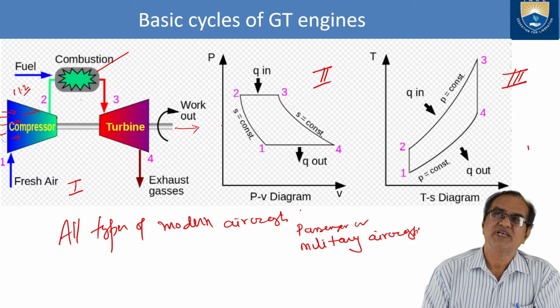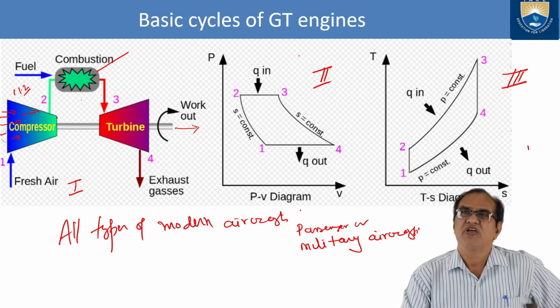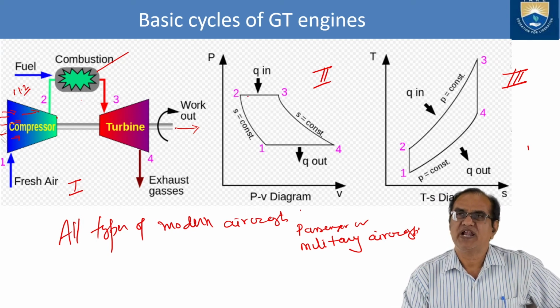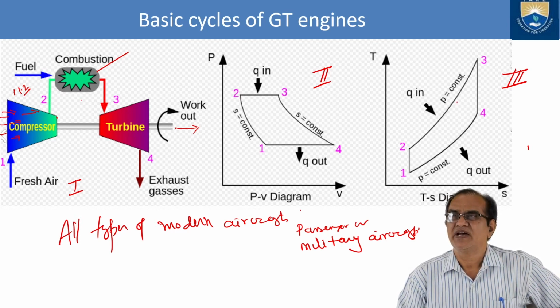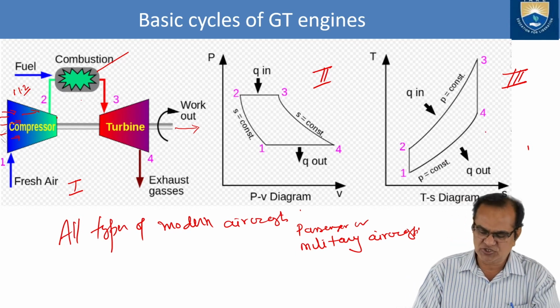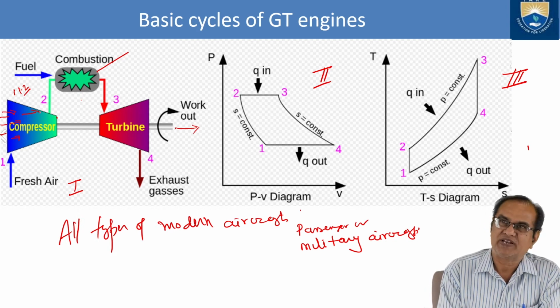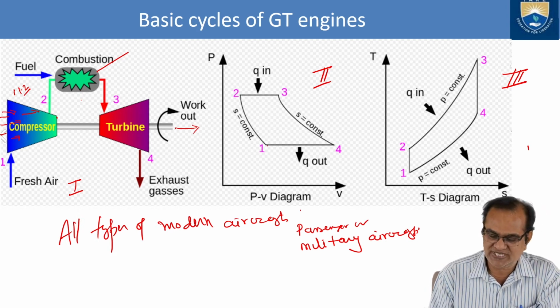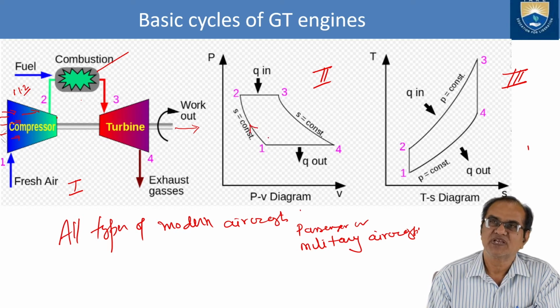This whole system is also explained in figure number 2 and figure number 3. Figure number 2 shows the pressure and volume changes, and figure number 3 shows the temperature and entropy diagram. Here you can see 1 to 2 is compression at constant entropy. Compression is taking place like this. This is happening due to the rotation of the compressor.